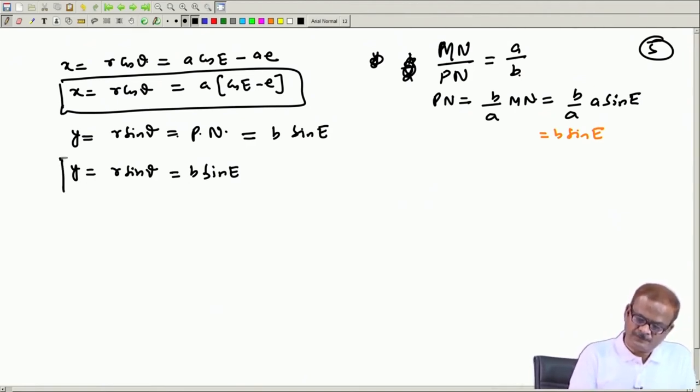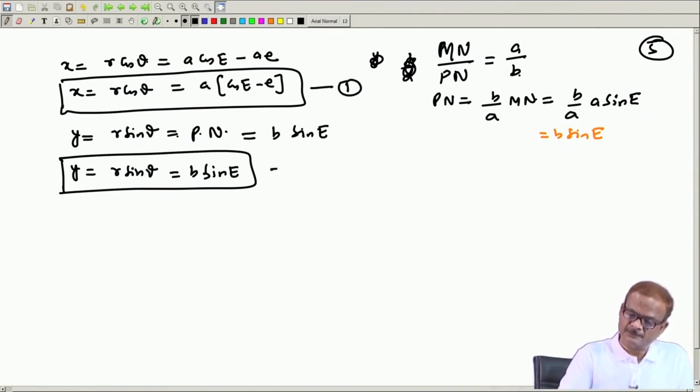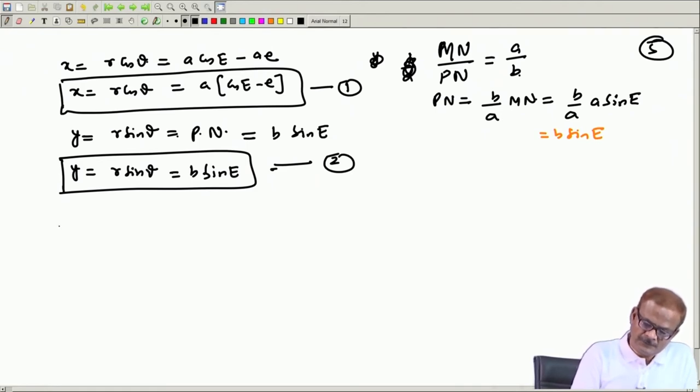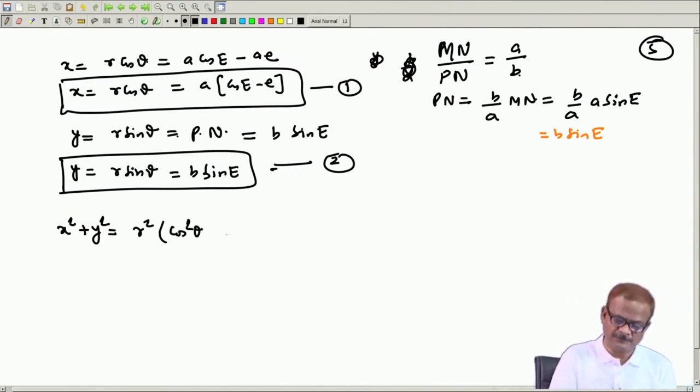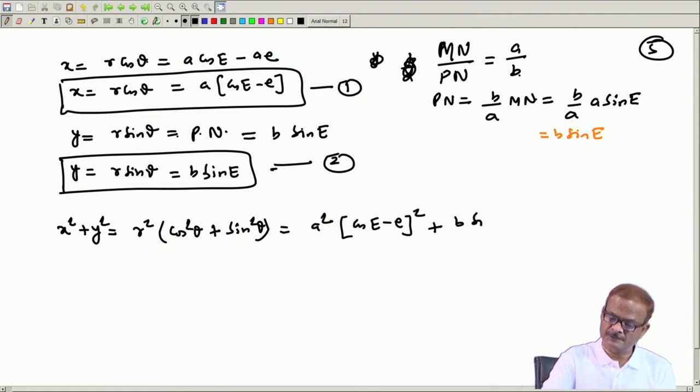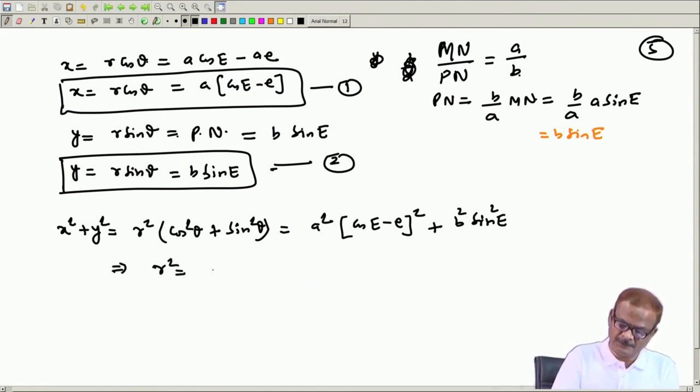So, now we have these two equations where x and y are given. Let us say this is equation number 1 and this is equation number 2. Therefore, if we square and add them, this gives us r square sin square theta plus cos square theta. The first term is related to x, so we put here cos square theta, and related to y, we put here sin square theta. Then squaring the other terms on the right hand side and adding them: A cos e minus e, whole square, plus B sin e. So, this implies r square equals A square cos e minus e square plus.